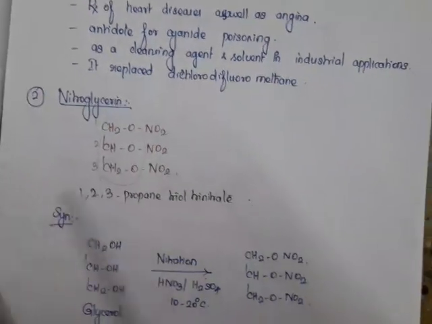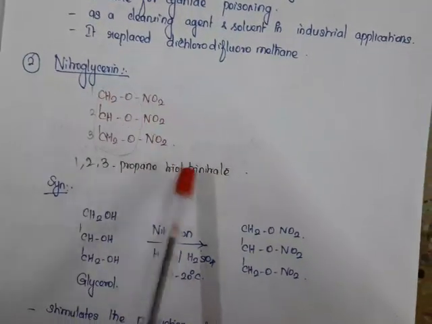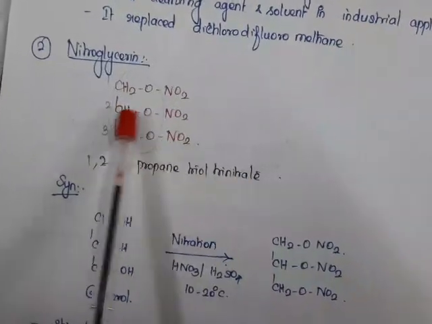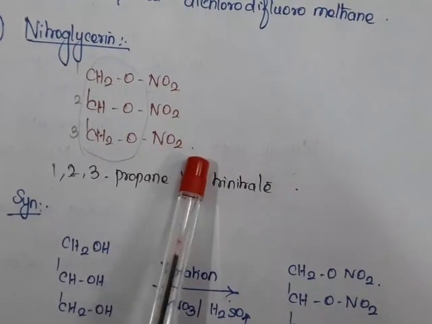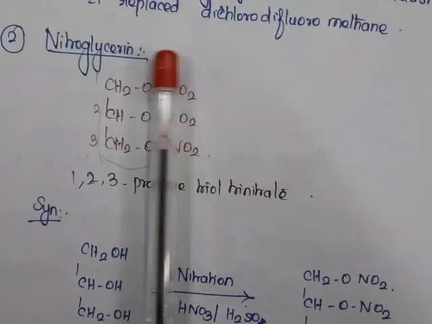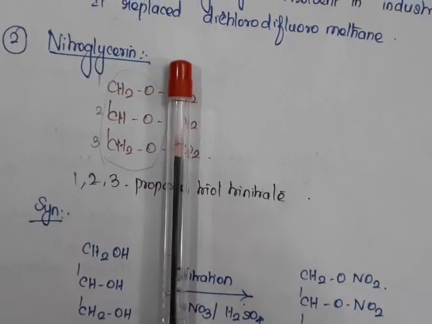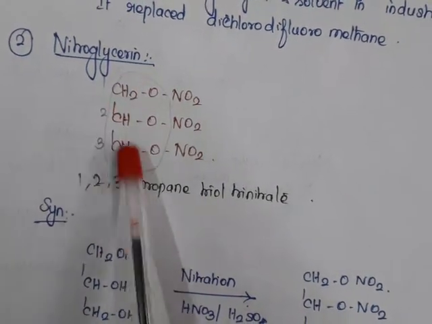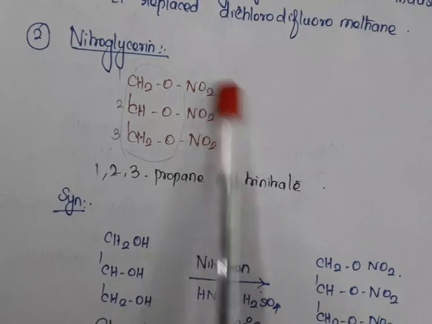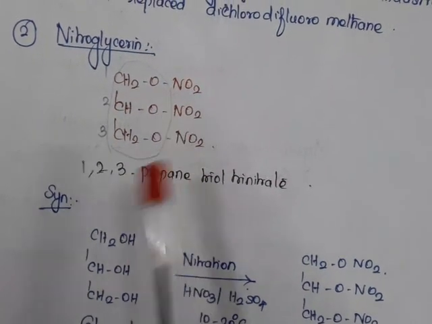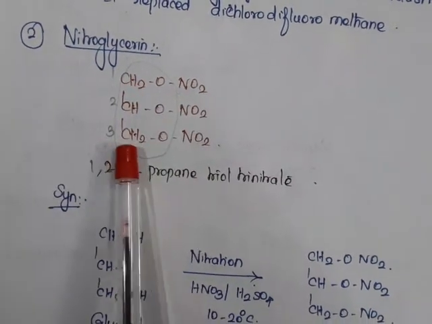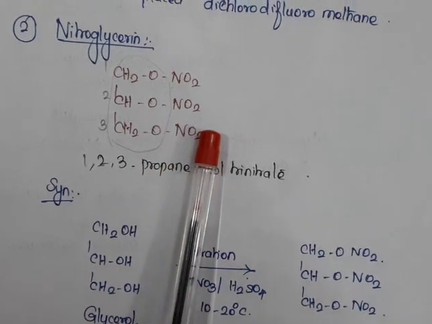Okay. Now we'll see the second drug, that is called nitroglycerin. CH2ONO2, CHONO2, CH2ONO2. We have known 3 carbons with the alkane, that is called propane, having hydroxy groups on the 3 carbons, so it can be called 1, 2, 3 propane triol. That is treated with nitrate. That's why it is called 1, 2, 3 propane triol trinitrate.